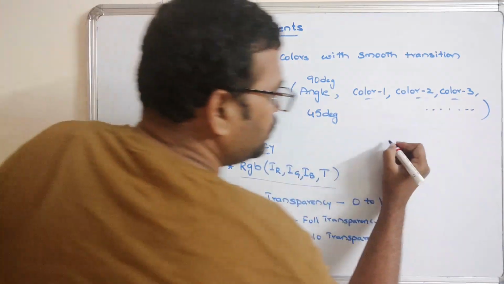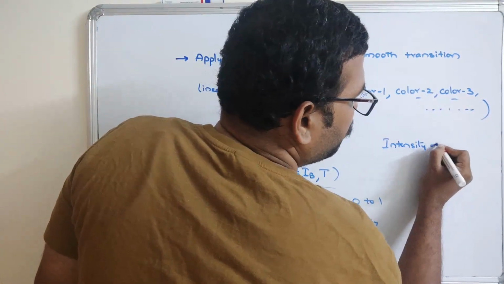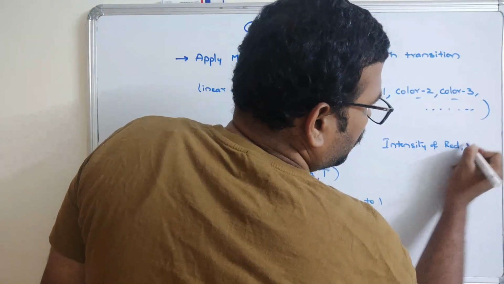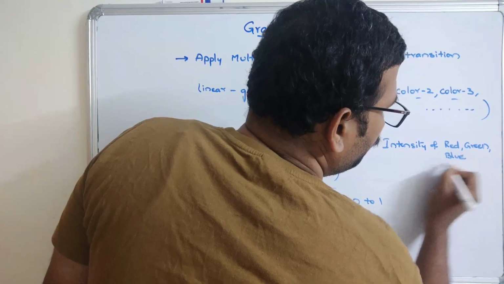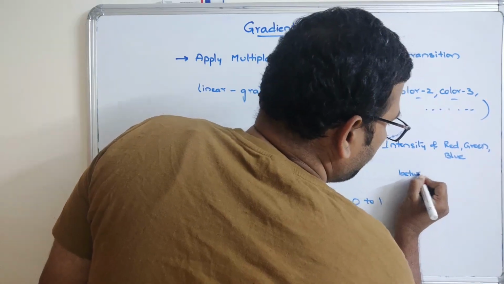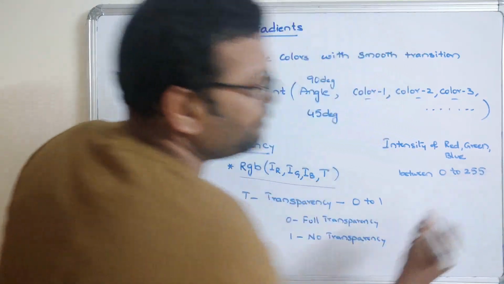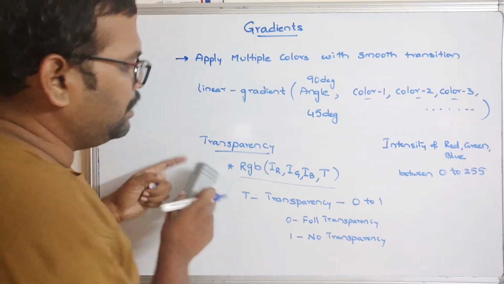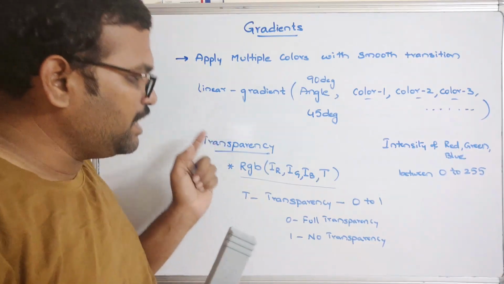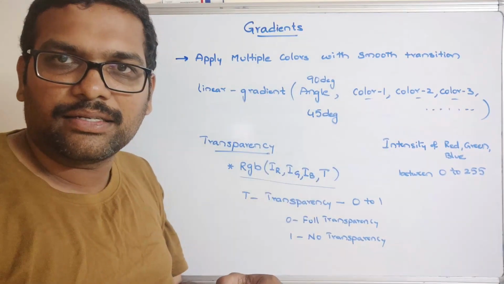So the intensity of either red or green or blue will be between 0 to 255. The intensity value will be in between 0 to 255, right? So this is one more way, by using the transparency RGB function instead of using the colors.